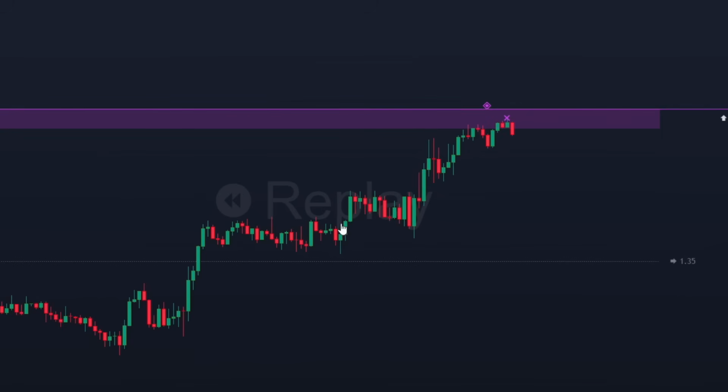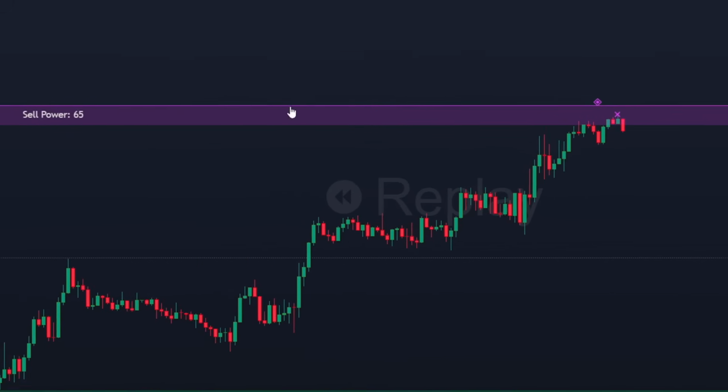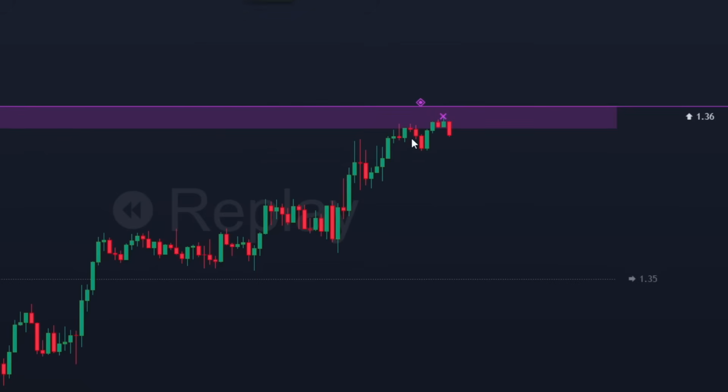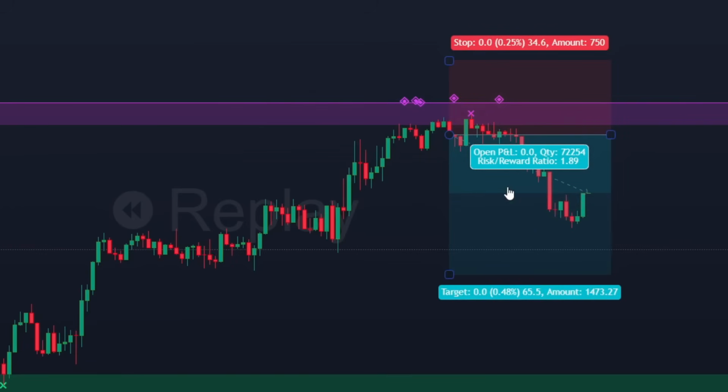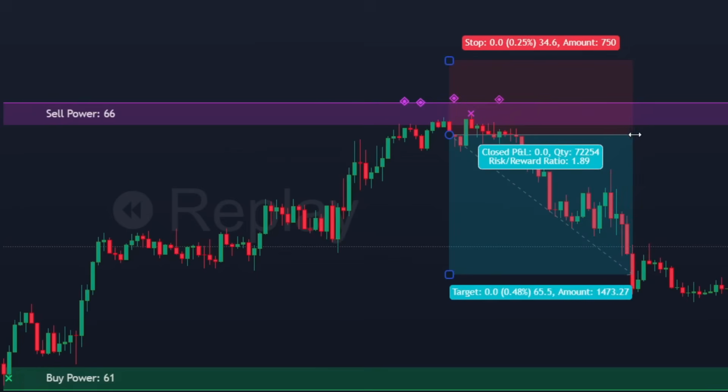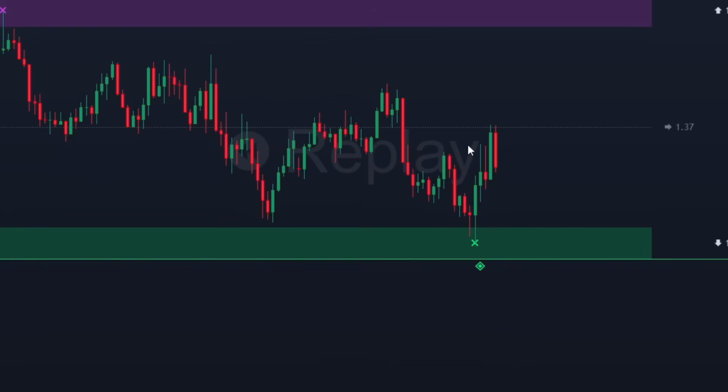Here's how you'd use it. If price is trending up but it's heading straight into a purple sell power zone with a score above 60, that's your warning. Momentum could stall, so it's a good spot to take partial profits or tighten your stop or open a sell position. Flip it around.